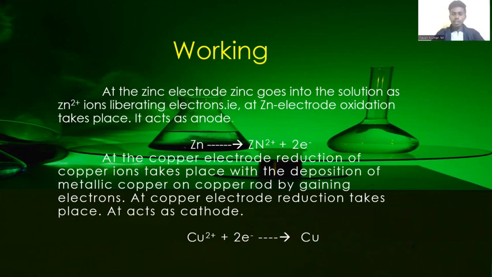At the copper electrode, reduction takes place. It acts as the cathode. So here copper ion plus 2 electrons reduces to give the copper metal. Coming to the next slide, it's a continuation slide on the net reaction.